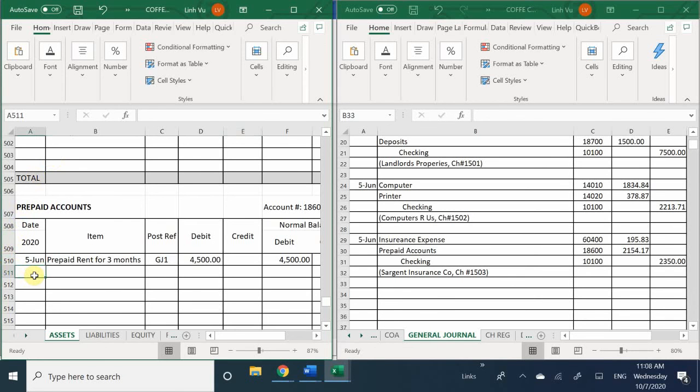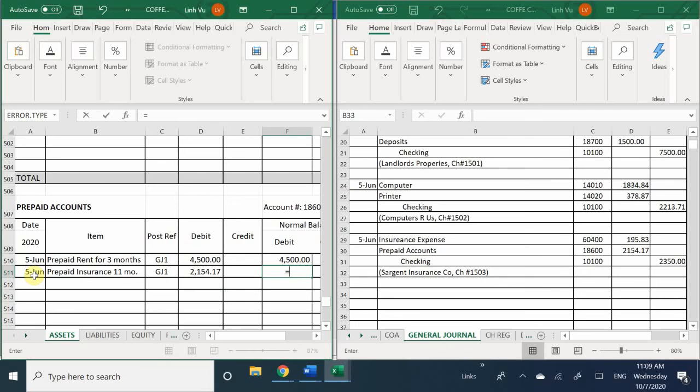Okay, I'm going to put the date in. And here I'm going to go ahead and write prepaid insurance 11 months. General journal number 1, and for the total amount of 2154.17.